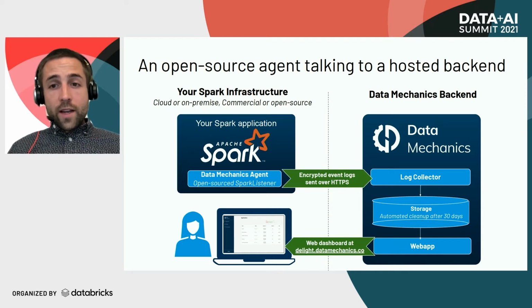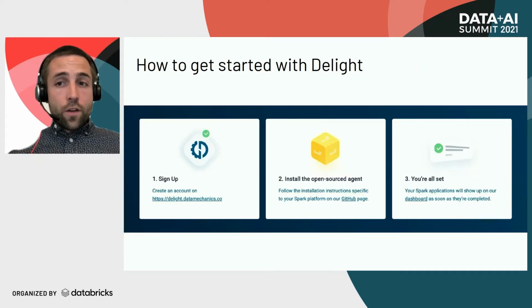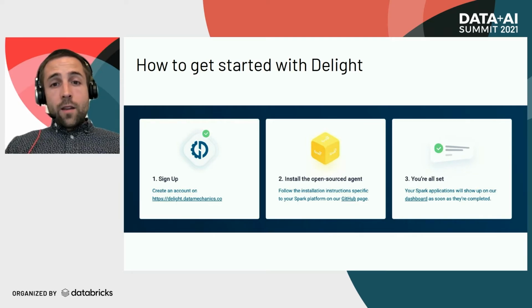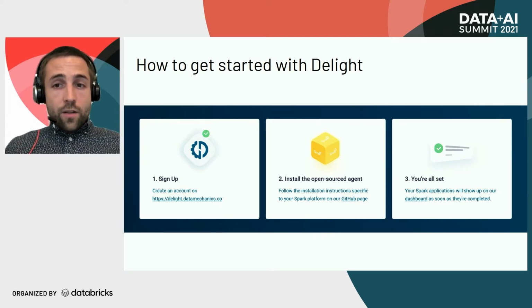So if you want to get started with Delight, you should first create a free account through our website. And then once logged in, head over to settings to create a personal access token. This token uniquely identifies you as the owner of your Spark applications, and you will need it later. And then you can head out to our GitHub page and follow the installation instructions specific to your platform. So there are instructions for Databricks, Dataproc, EMR, for Spark Submit, for Spark on Kubernetes Operator, for Livy.